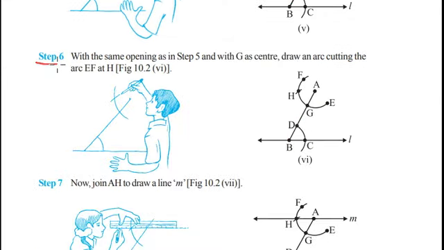In step 6, have the compass with the same length. Now, keep one end of the compass at point G. Then draw an arc on this arc FE. So there is a point of intersection here.